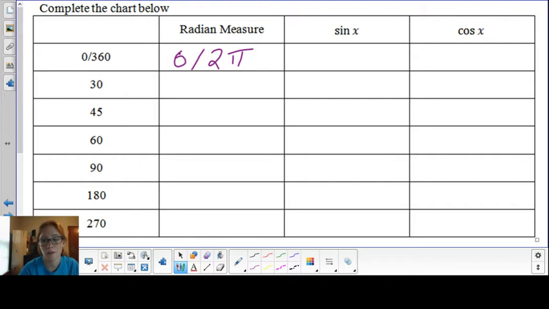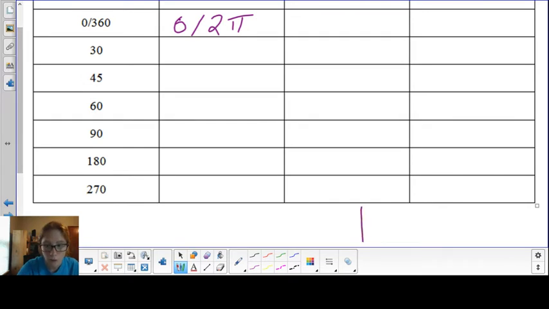Your point, I don't have a whole lot of room to do this with. If you have your crosshairs, your point is over here. So that is 1, 0. And we know we go cosine first. So it's 1, 0.